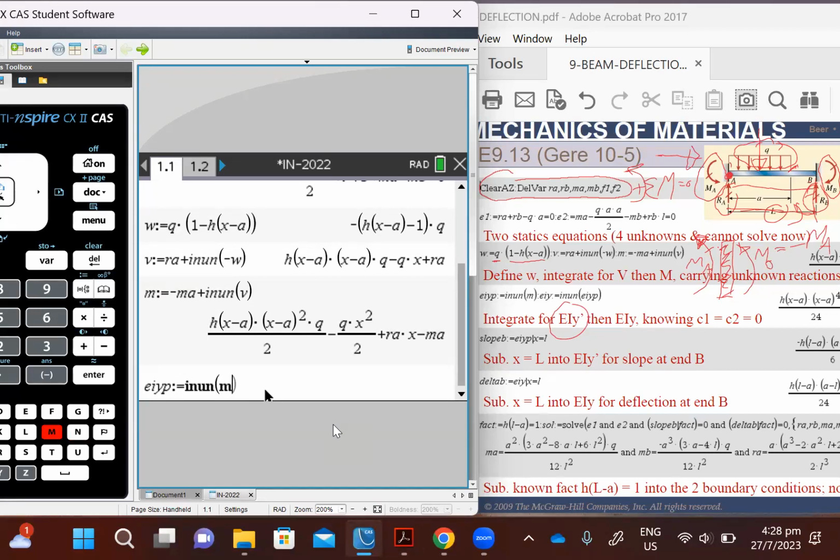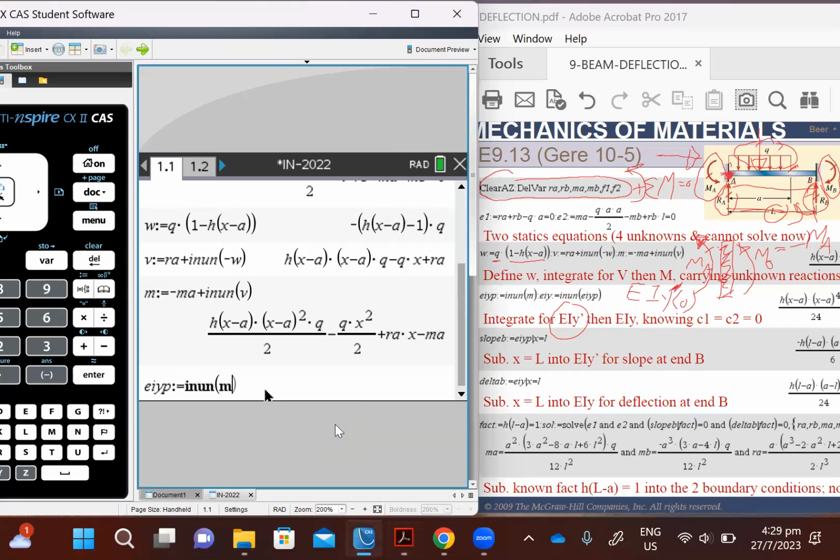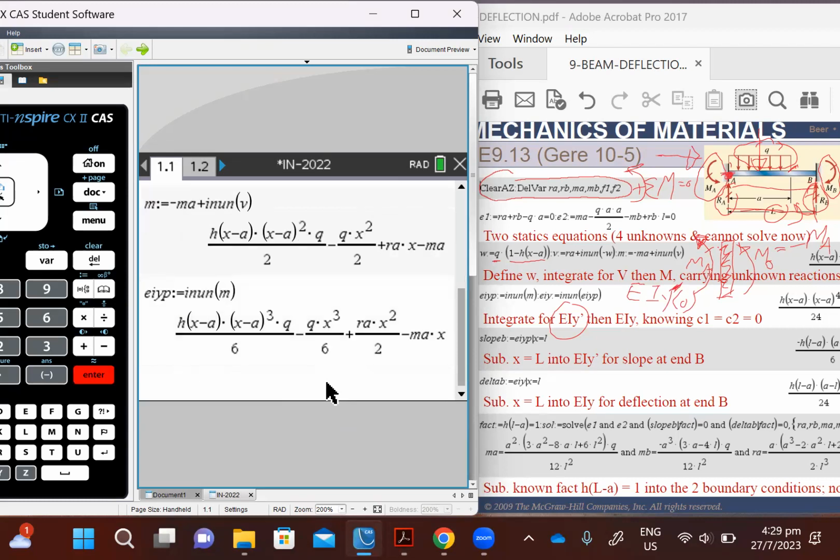You may ask, where is the constant term? Well, if you think about a constant term, it should be 0 because it is EI y prime at 0. And that's the slope at 0. So we know because it's fixed, slope starts at 0. So there is no constant C1. And all we need to do in this case is just integral of M.